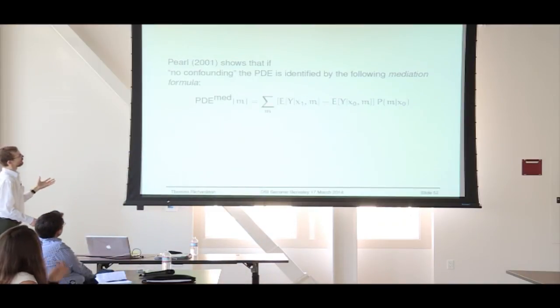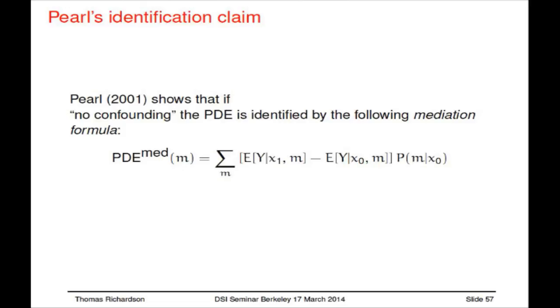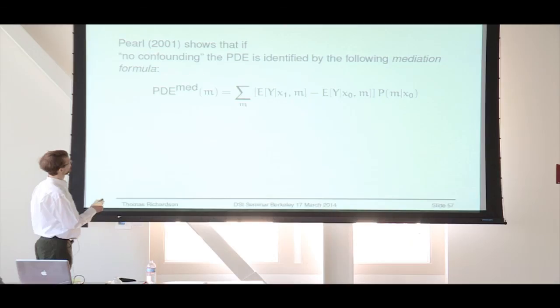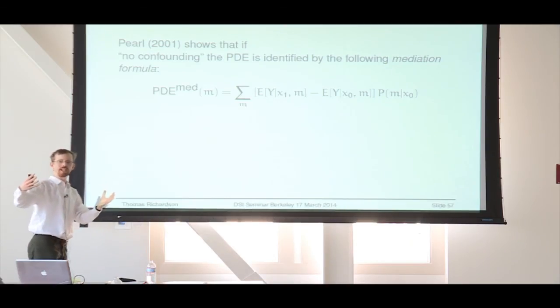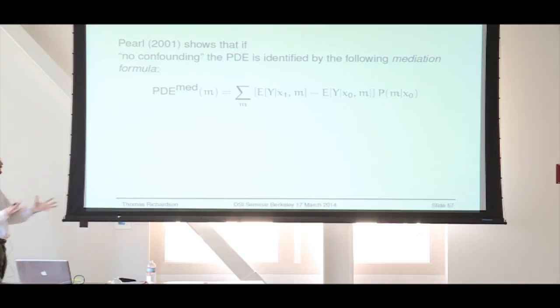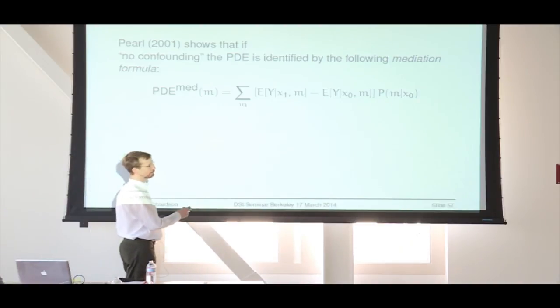So Pearl shows that under what he calls no confounding, which is this X, M, Y graph, non-parametric structural equation model with independent errors, so he's making that independent error assumption, a stronger counterfactual independence assumption than the one we're making with the SWIG, he shows that under that he can identify this pure direct effect. So even though there's no experiment that could get you to it, even though it has this weird character, it's identified. It's identified by this formula.